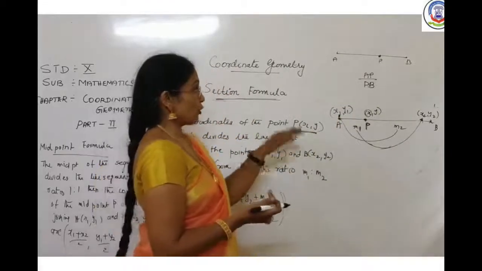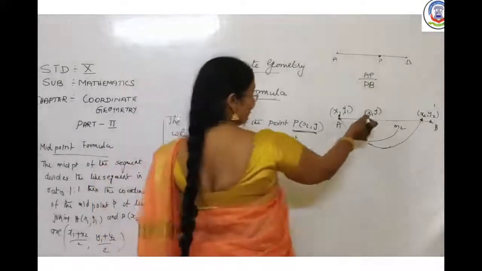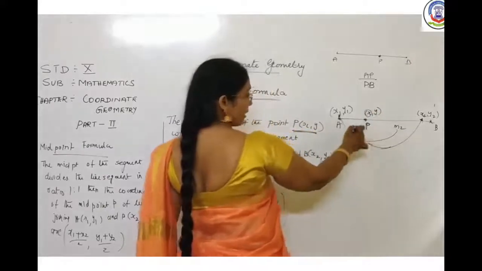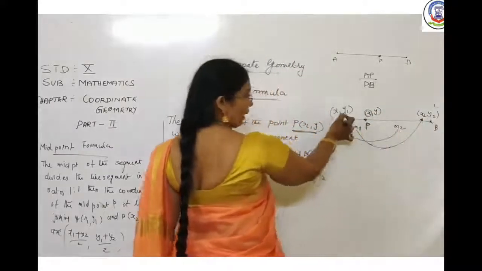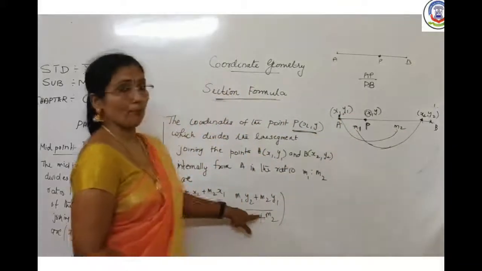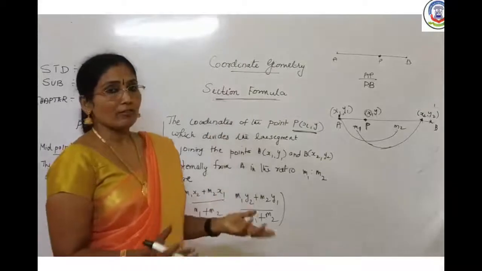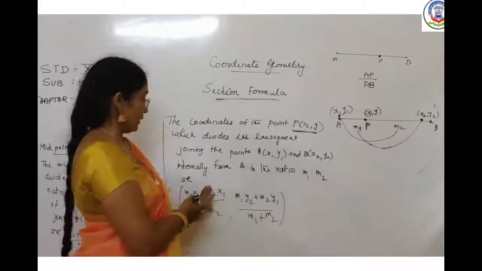So what will be the coordinates of the point P? The y coordinate of the point P will be y is equal to, with the same method, m1 into y2 plus m2 into y1 divided by m1 plus m2. This formula is known as the section formula, and the derivation is not at all important for you. That's why I have not derived it here.